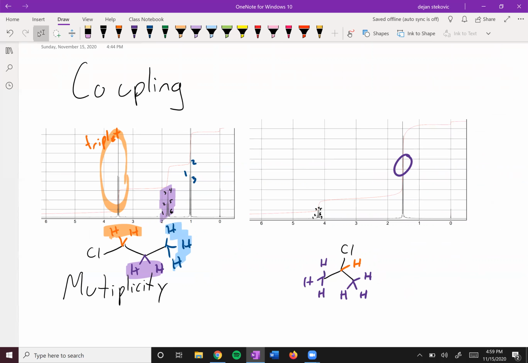And so by combining these 4 pieces of information, the number of peaks, the location of the peak, the integration of the peak, and then finally the coupling of the peaks, you can figure out the structure of most organic compounds.